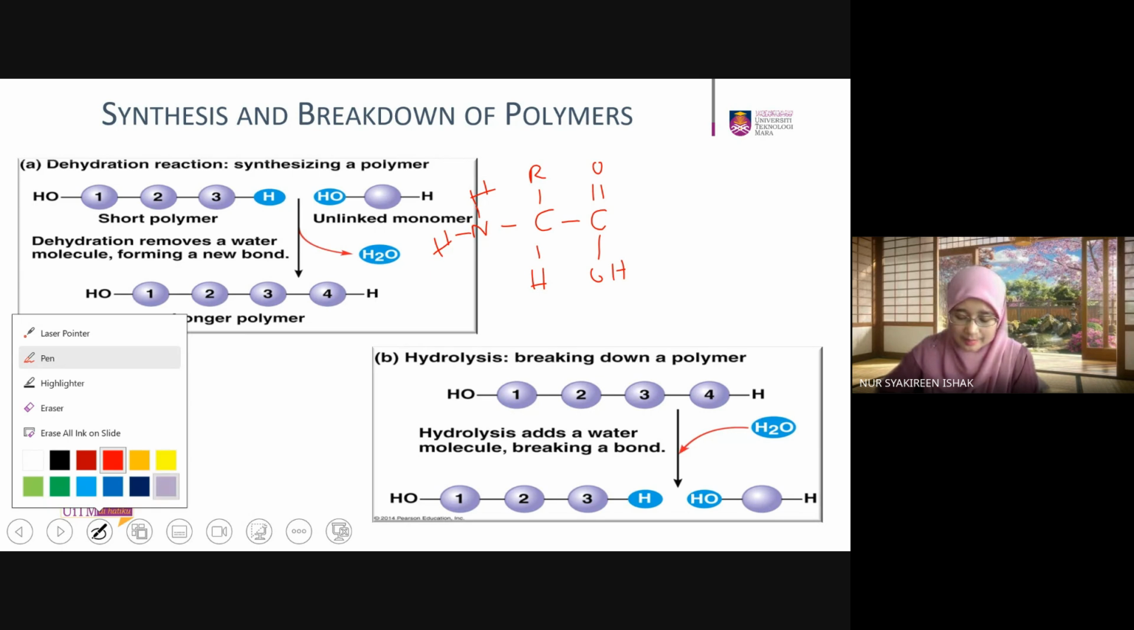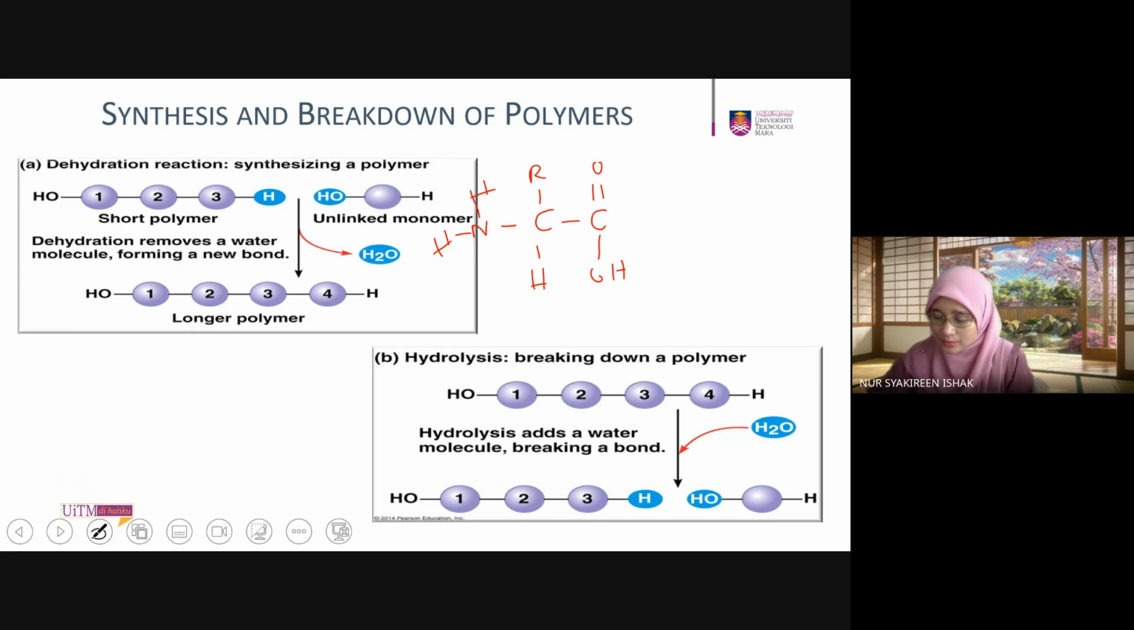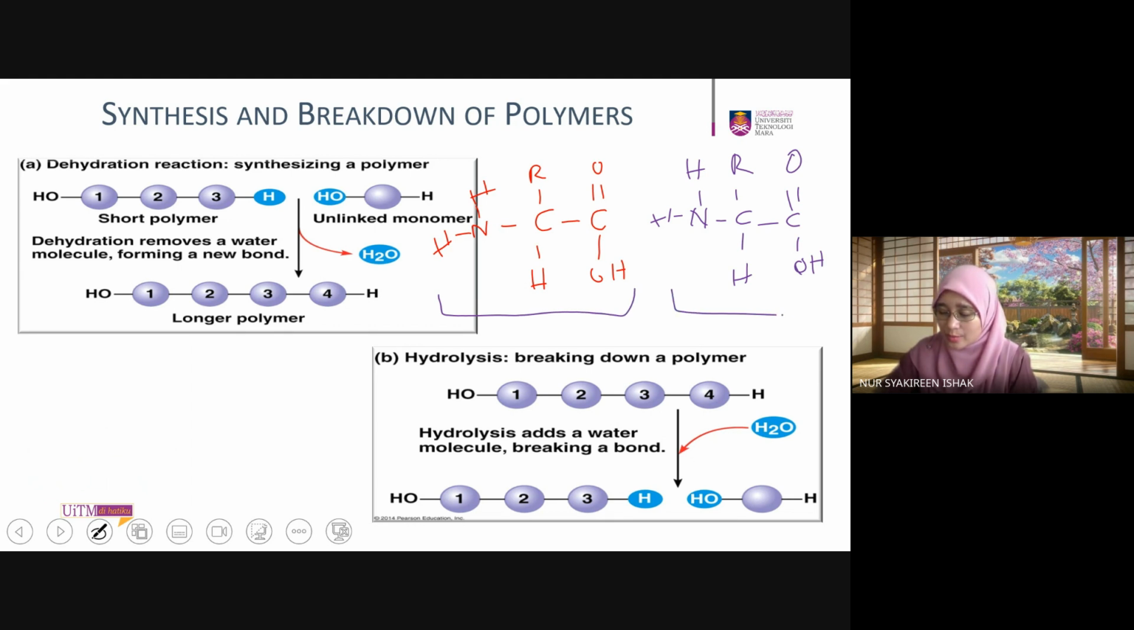For another amino acid, for example, I draw using purple ink. It has nitrogen, hydrogen, and then here is the carbon, side chain, hydrogen, and also the carboxyl group. So this is one monomer of amino acid, and this is another monomer of amino acid. The reaction is dehydration to attach the monomers together to form a polymer. Because it is a dehydration reaction, a water molecule will be removed.